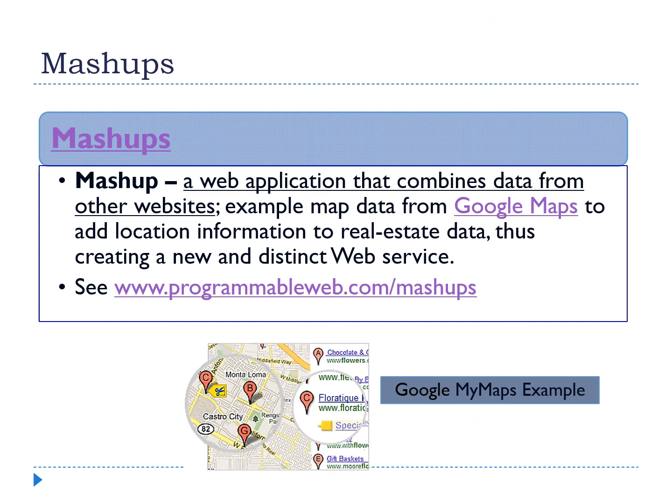Next, we will briefly introduce Mashups. A mashup is a web application that combines data from other websites. For example, we can map data from Google Maps to add location information to real estate data in order to create a new and distinct web service.